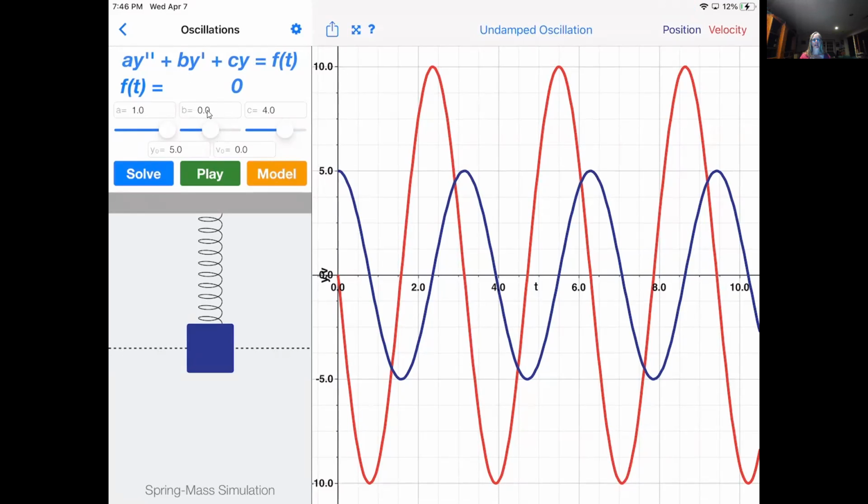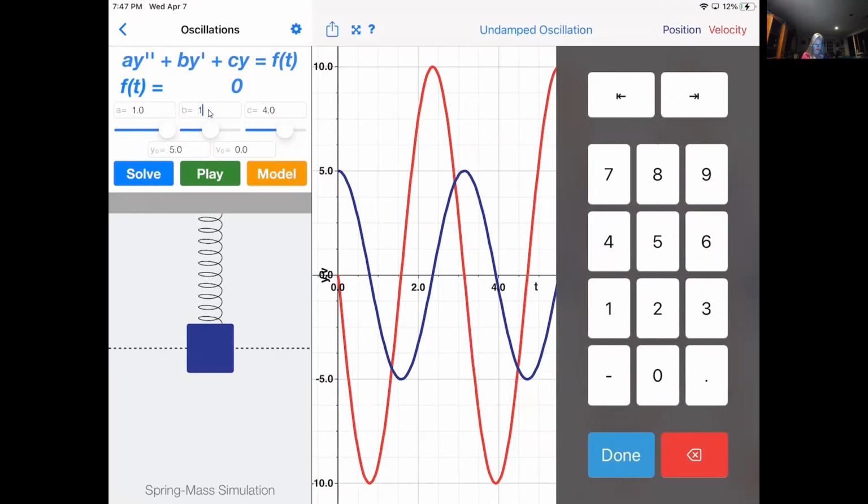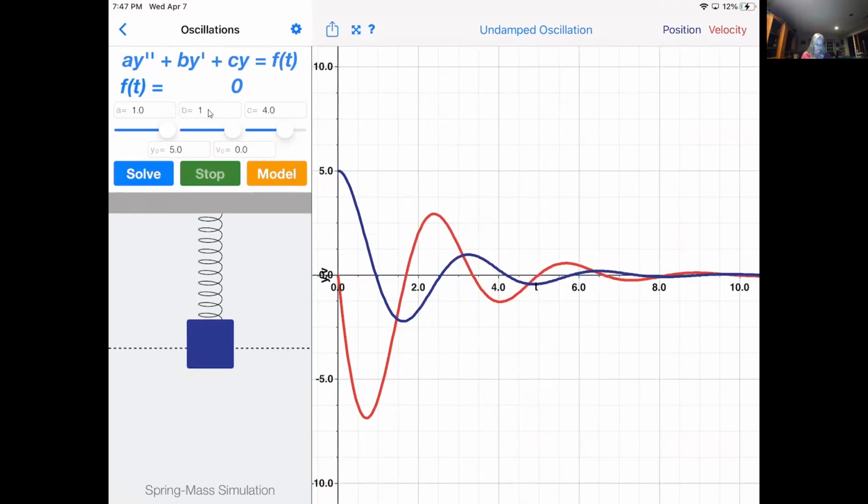So let's actually change that y prime term. Let's go ahead and make that into, I don't know, maybe 1 instead. And so now I'm going to go ahead and play this and show you what happens when I have a dampening. So as you look at this, you can see this position going. The velocity is obviously getting slower. The velocity is getting smaller and smaller, and the amplitude of my distance away is getting smaller. So the dampening is kind of like resistance, air resistance, friction. Those are all things acting.